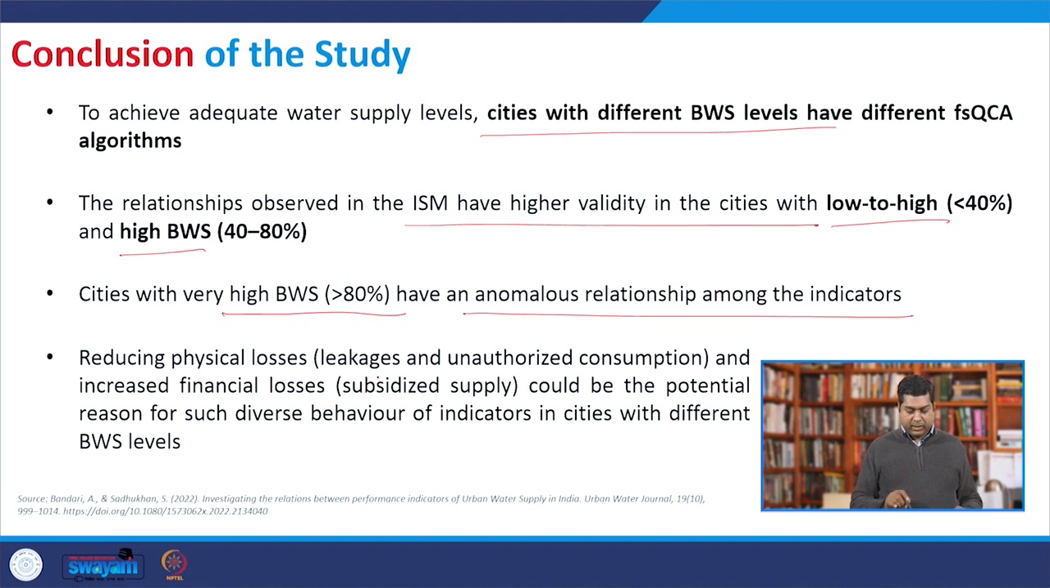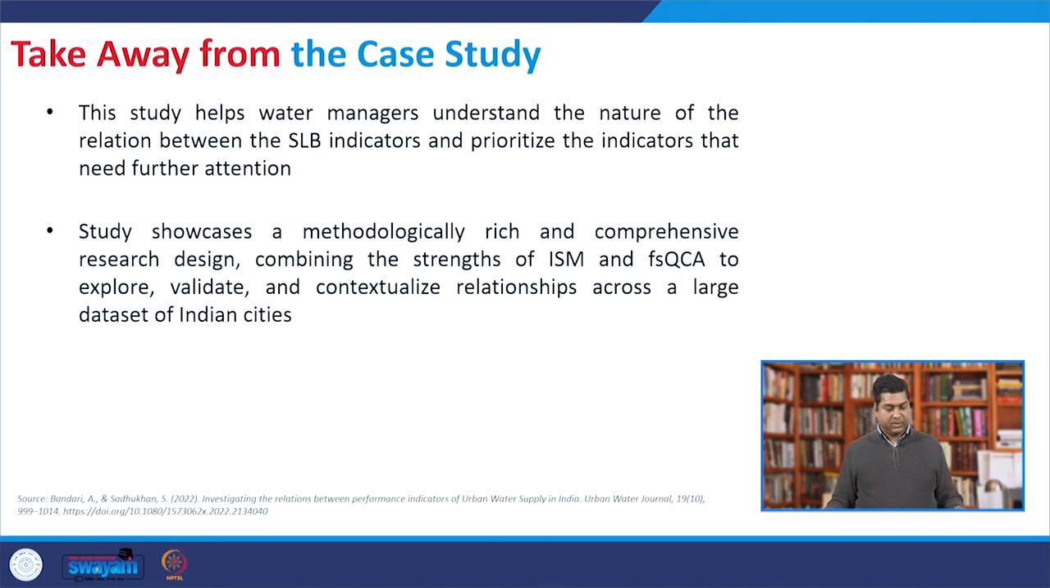Reducing physical losses like leakages and unauthorized consumption of water, which is related to the NRW, and increased financial losses, like the subsidized supply, could be the potential reasons for such diverse behavior in the cities with different BWS levels.